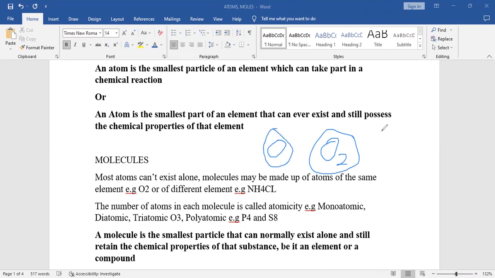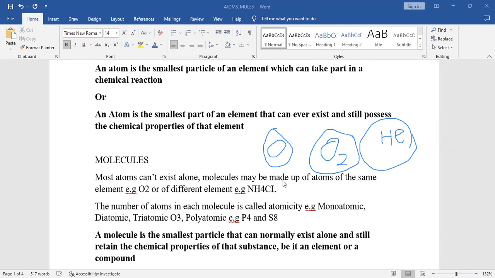There are some other elements, for example, helium. Helium exists as a helium atom, He, right? And as a molecule too, He. So this is both a helium atom and a helium molecule. That's the difference. The difference is in whether the substance can exist alone. So a molecule is the smallest particle that can normally exist alone and still retain the chemical properties of that substance, be it an element or a compound. I already gave the example of O2 as an element, the oxygen molecule, and a compound like ammonium chloride, NH4Cl.